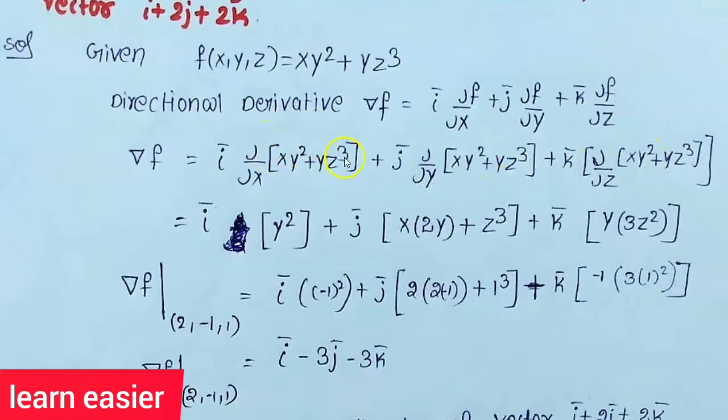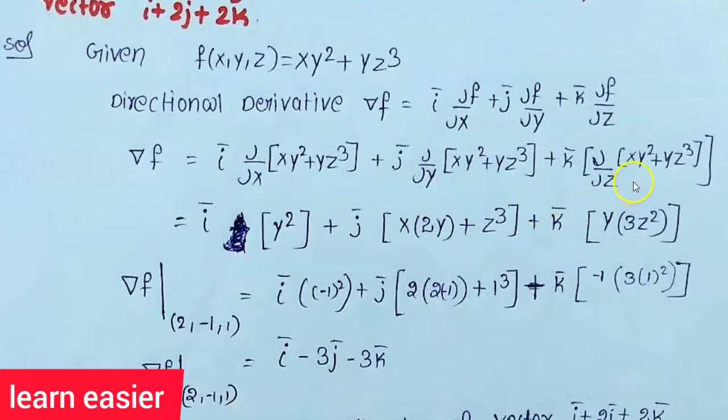Now we have to differentiate this function with respect to x, taking y and z as constants. Here we have the x term, so the derivative of x is 1, and 1 into y square is y square, and the derivative of the other term is 0. So we get only y square. And now the derivative with respect to y, taking x and z as constants. Here the derivative of y square is 2y, so x into 2y, and the derivative of y is 1, so 1 into z cube.